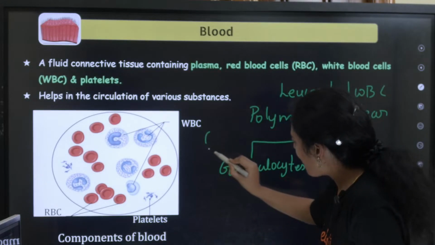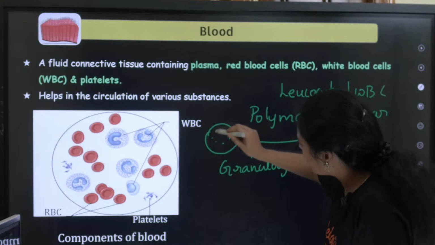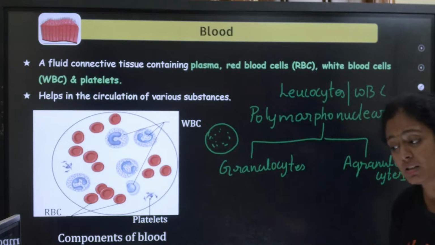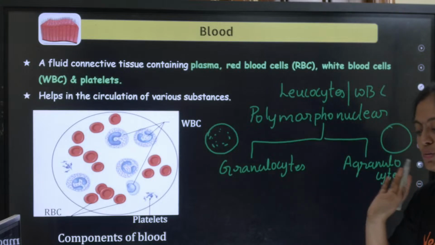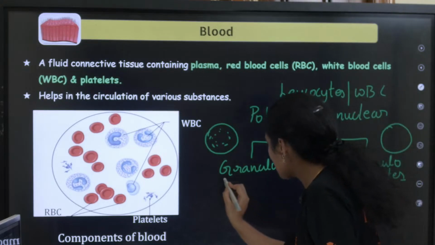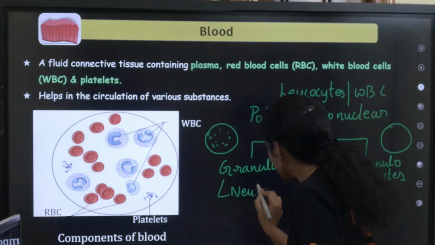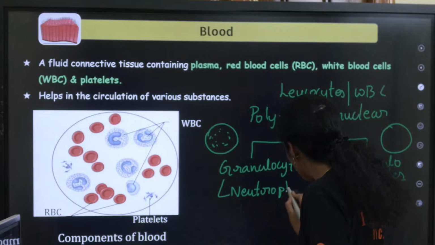It's very simple. I have my WBC, in which I have granules. That is what I call a granulocyte. An agranulocyte is a WBC where there are no granules. Among granulocytes there are three types. Let me see how many of you will write it before me.